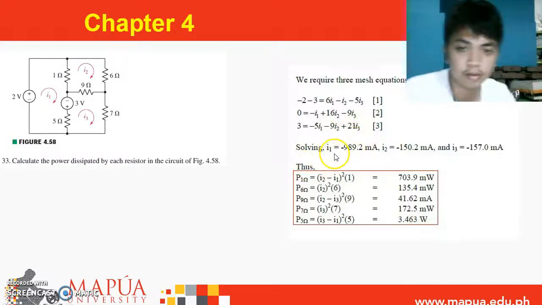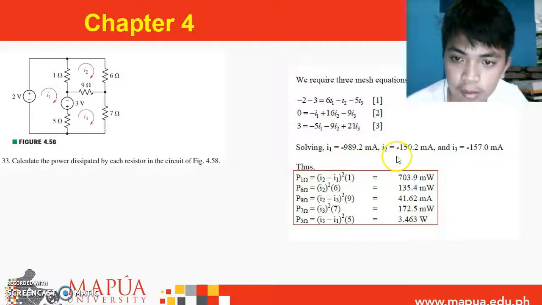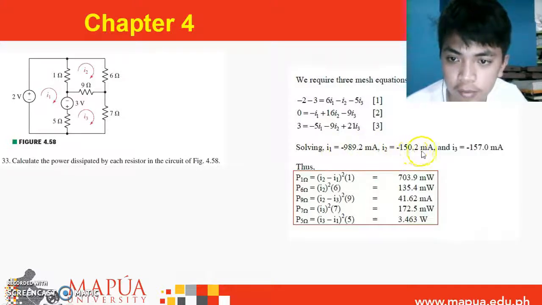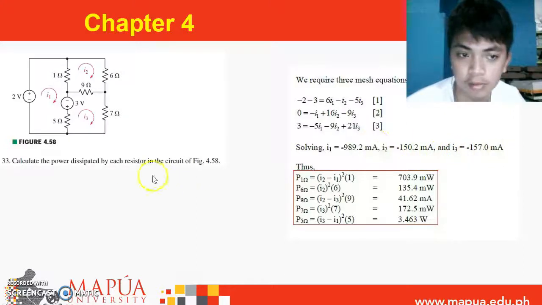So solving for I1, we get negative 989.2 milliamps. For I2, negative 150.2 milliamperes. And for I3, negative 1.57. Yeah, so we're required to get the power dissipated in each resistor.